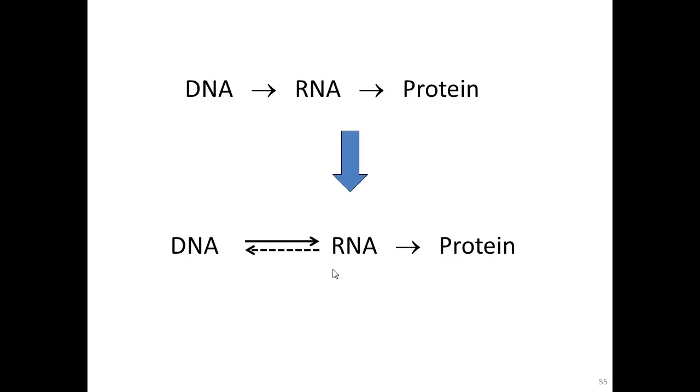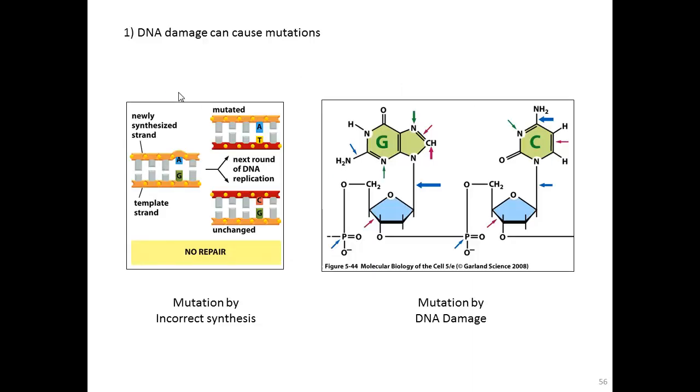The discovery of reverse transcriptase shows that information can flow from RNA to DNA, a fact that was not previously appreciated by the central dogma of biology, which is DNA makes RNA makes protein.